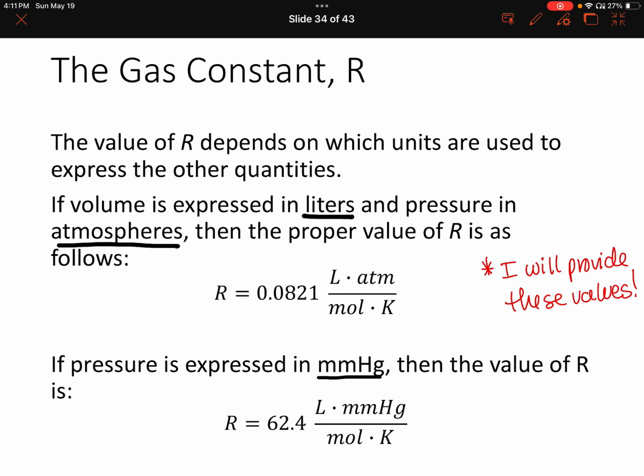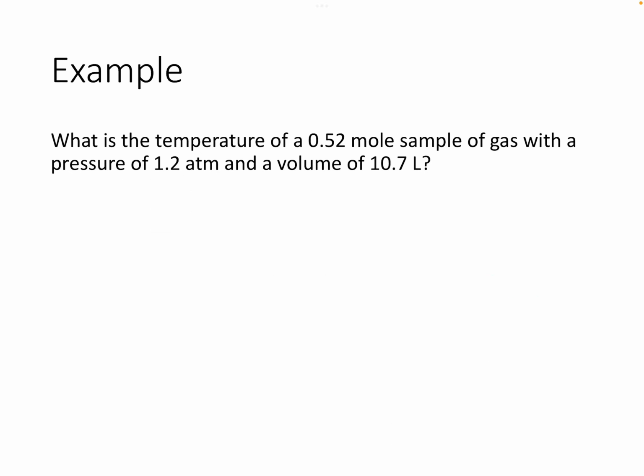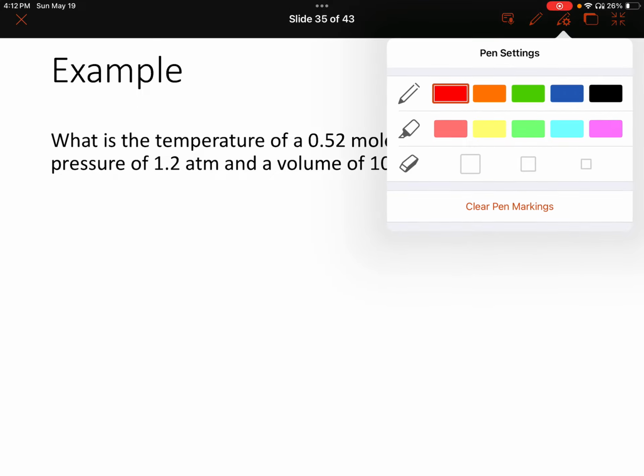All right, so let's do an example problem where we use the ideal gas law. Let's say we're trying to figure out what is the temperature of a 0.52 mole sample of gas with a pressure of 1.2 atmospheres and a volume of 10.7 liters. So maybe this is a gas that's inside of a container, and we're trying to figure out what is the temperature inside of that container. Well, since we already know the amount of gas, the pressure, and the volume, we can use the ideal gas law.